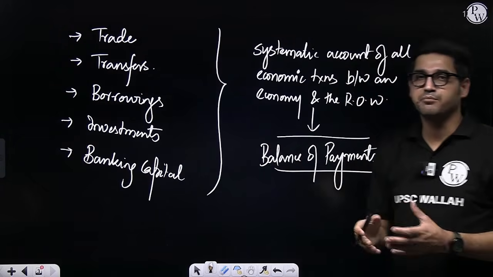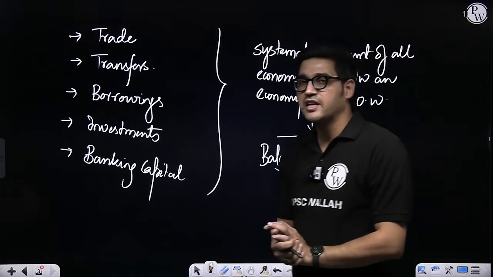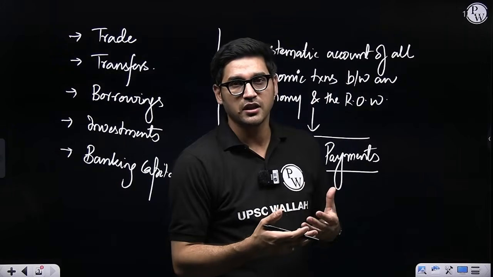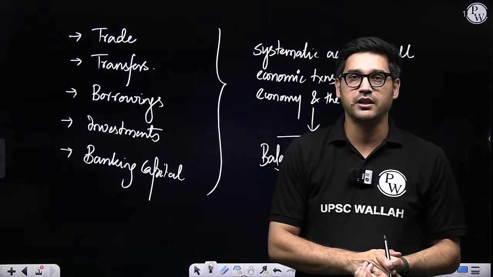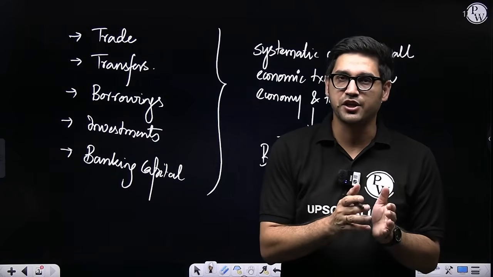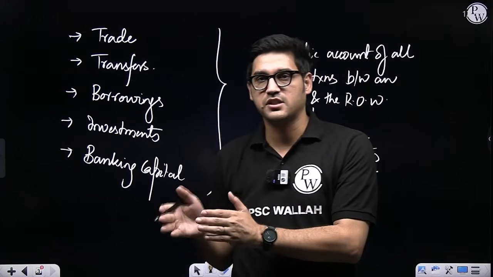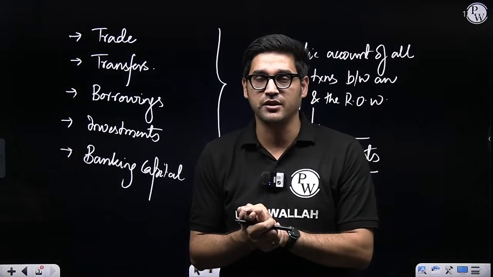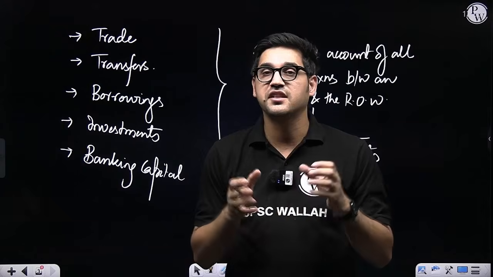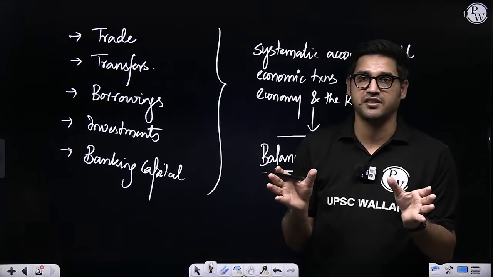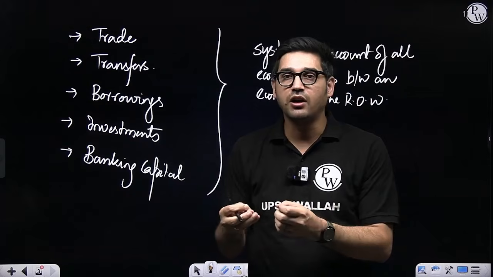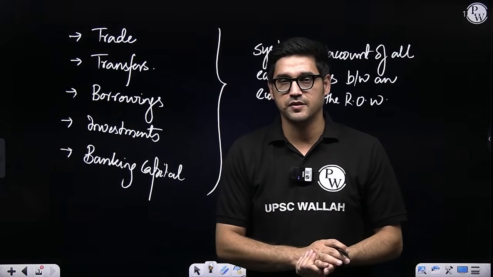It is as simple as that. Much like the government comes out with its own annual financial statement, which is what we also popularly call the budget, every time one nation interacts with the rest of the world, and this interaction is economic in nature, we maintain a systematic record of all of these transactions between a country and the rest of the world. This record is what we call the balance of payments.